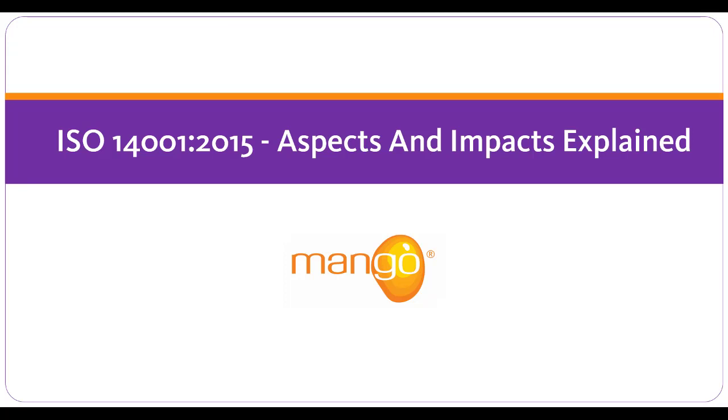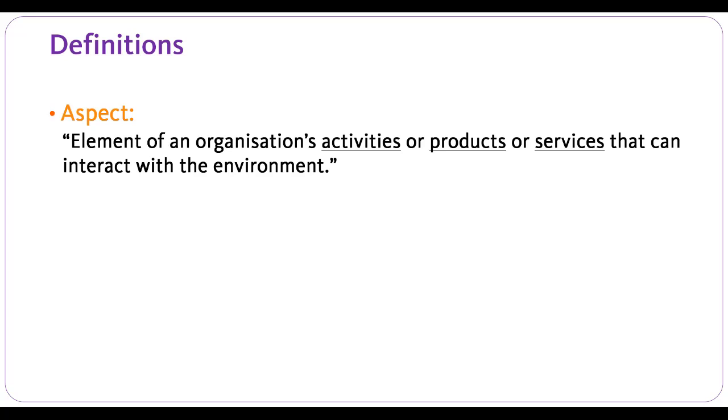Let's start with defining what an aspect and an impact is. An aspect is an element of an organization's activities or products or services that can interact with the environment. That's the official definition that's listed in the ISO 14001 standard. What that means is that you need to look at your activities, your products and your services, and look at some elements that you have that may impact on the environment. So we'll have a look at some examples very soon.